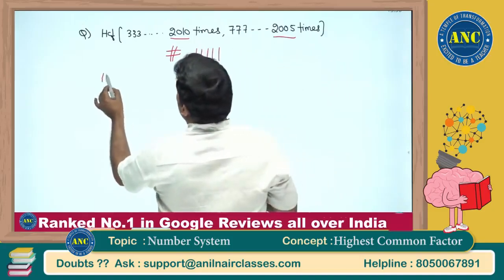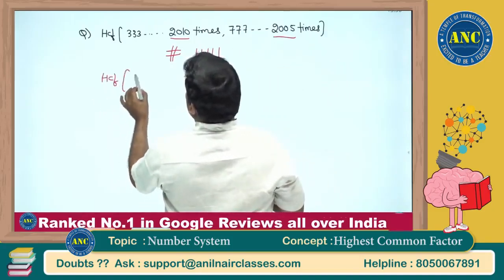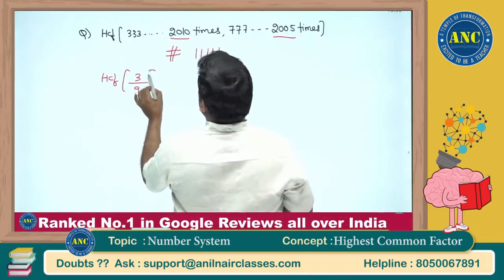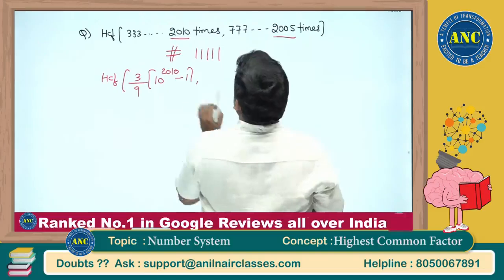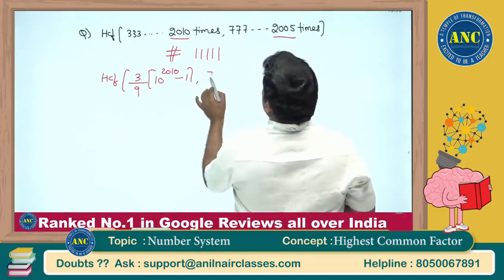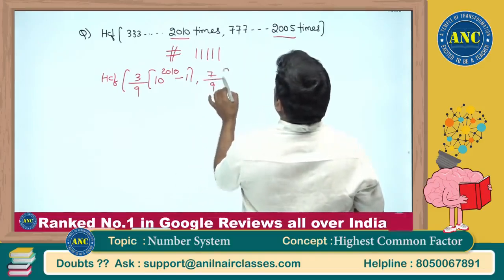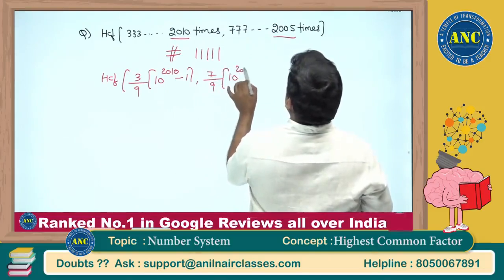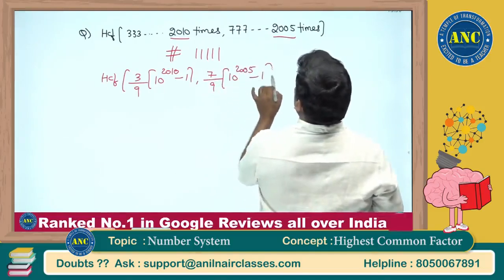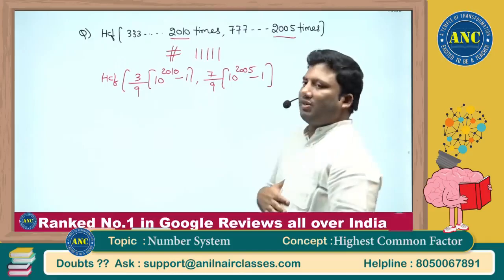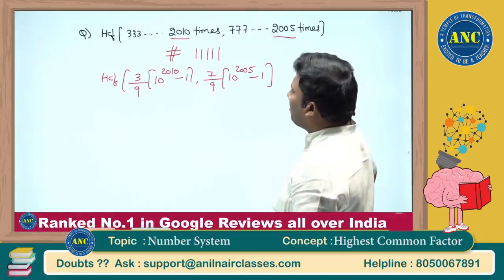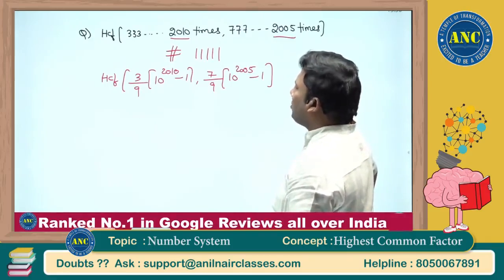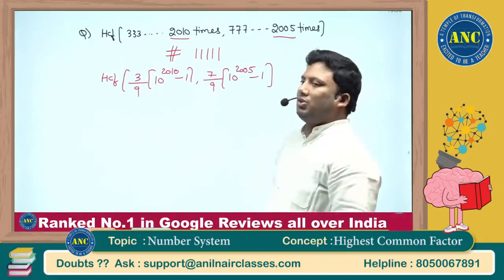Now, if you see here, HCF of 3 by 9 into 10 power 2010 minus 1, comma, 7 by 9 into 10 power 2005 minus 1. Are you with me? Right? 3 into 10 power 2010 minus 1, 7 by 9 into 10 power 2005 minus 1.